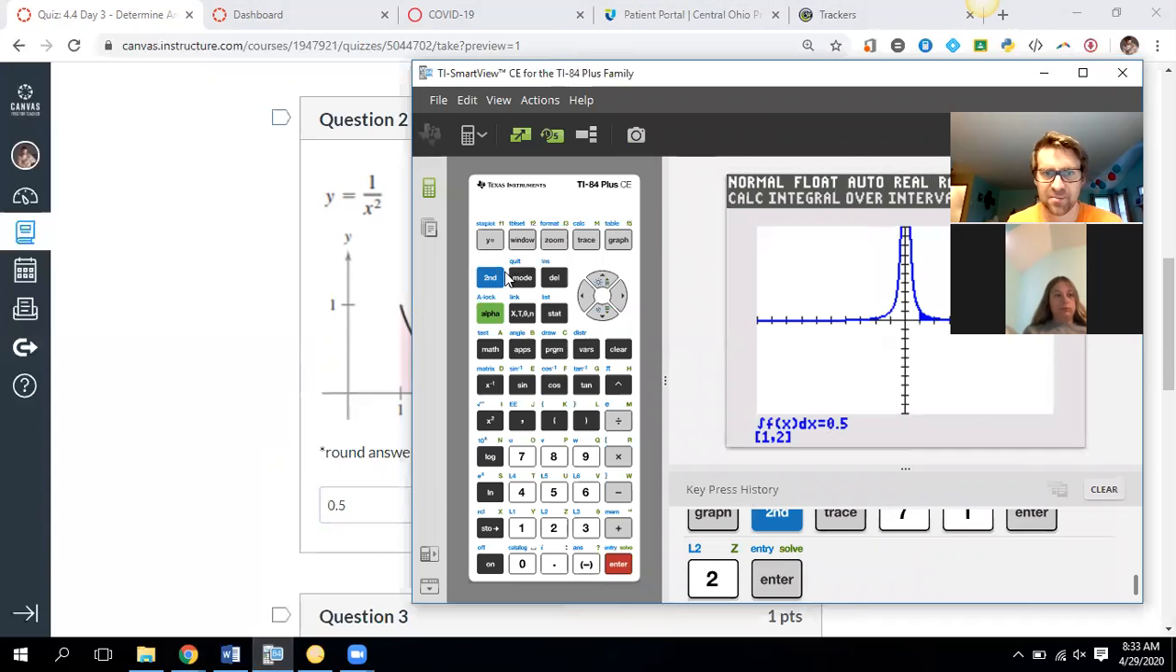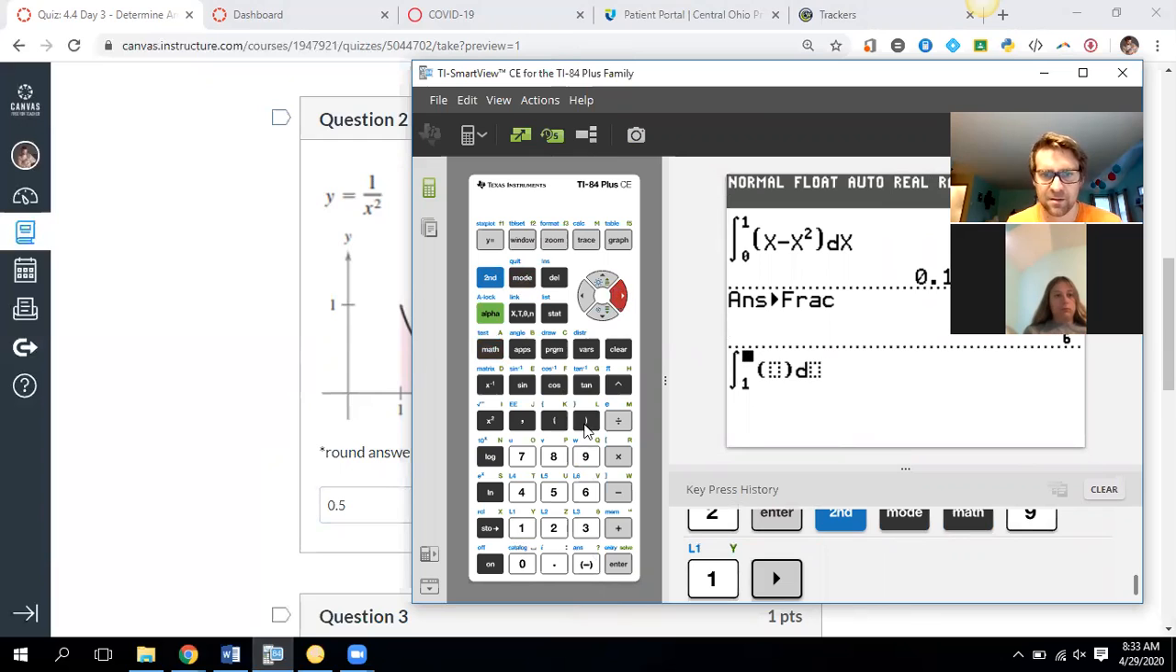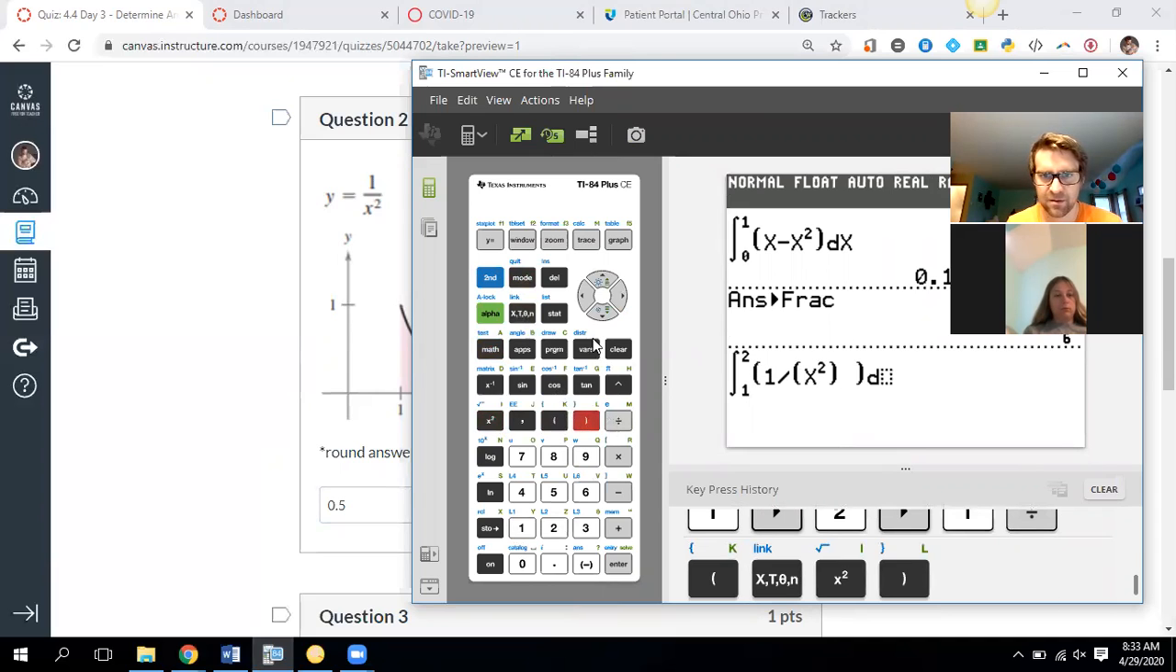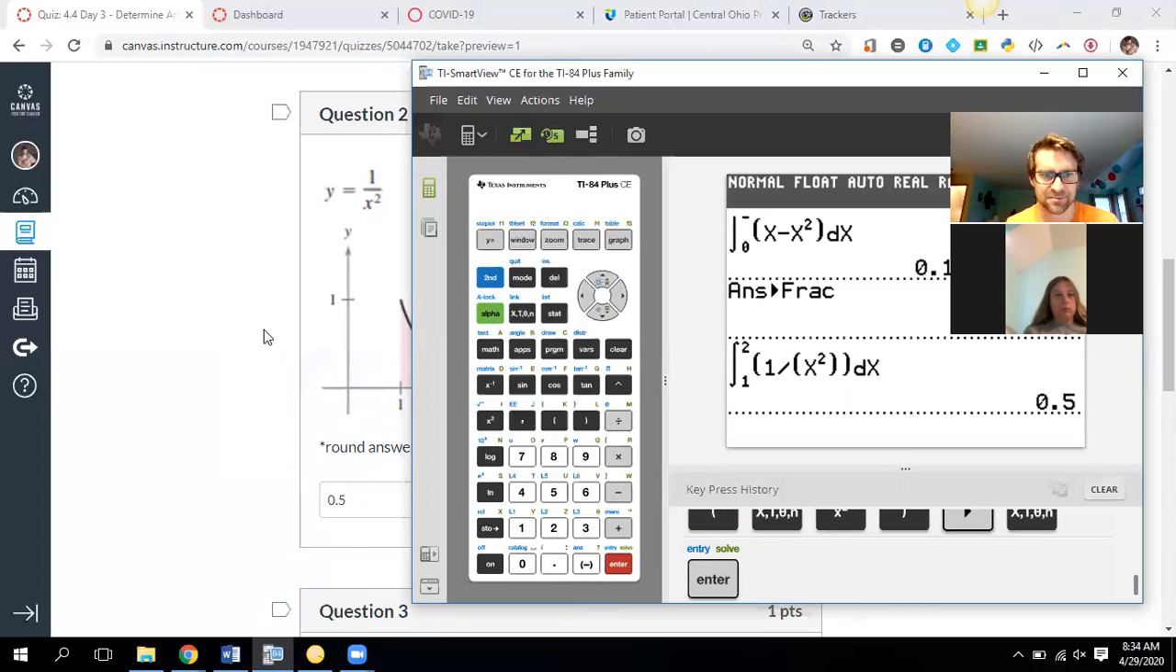Just to show you again on that problem, if we did it here, we'd press math 9. We went from 1 to 2 of 1 divided by parenthesis x squared, close the parenthesis, dx. 0.5. So sometimes graphically, I don't know if you're just a visual person, it's easier, but if you understand what it's doing, this is a lot faster here.